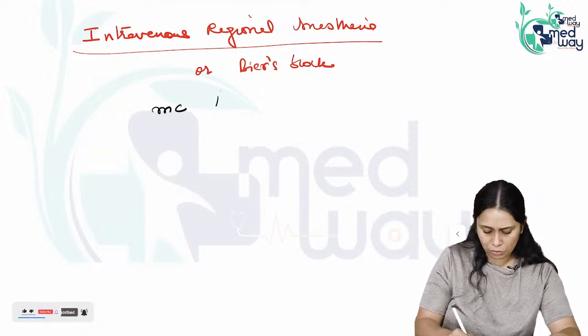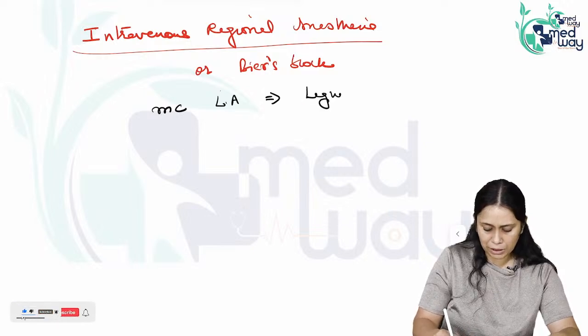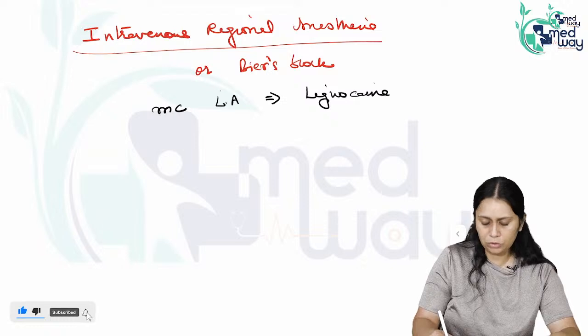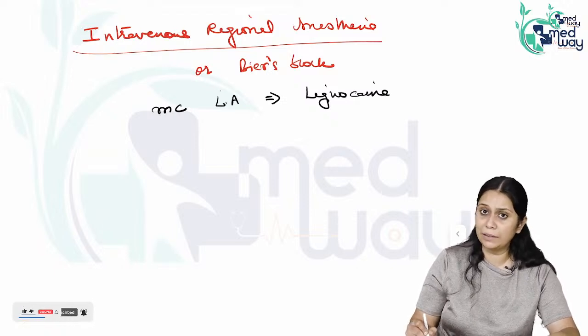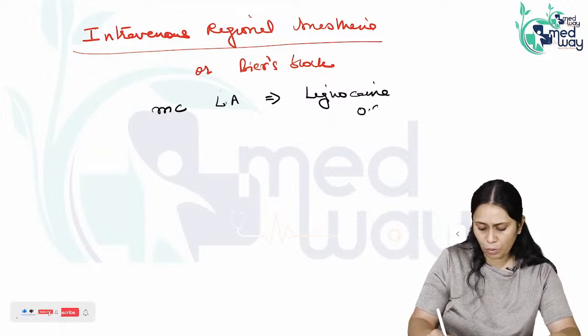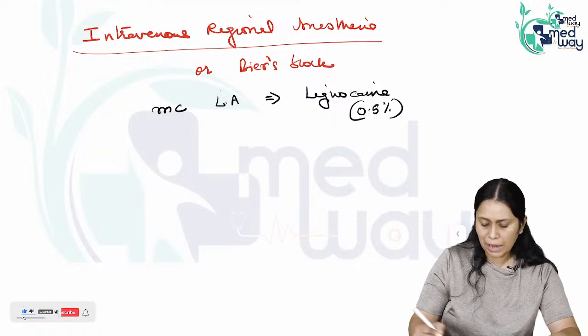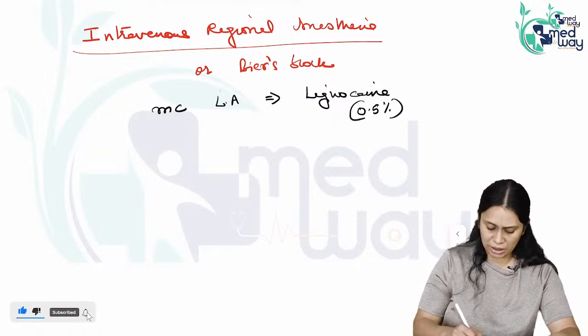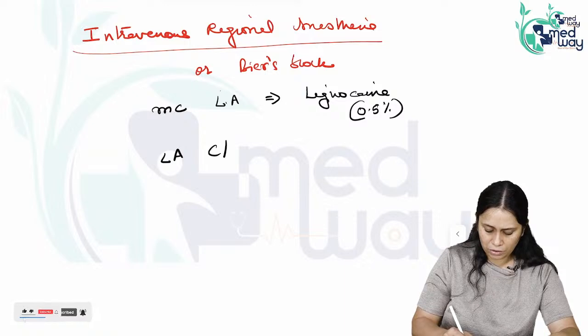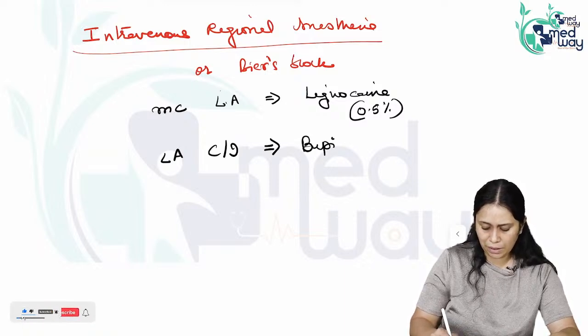Most common local anesthetic used for IVRA, that is lignocaine. So lignocaine is the most common LA which we use for IVRA. It is used in 0.5%. And the local anesthetic contraindicated for IVRA is bupivacaine.